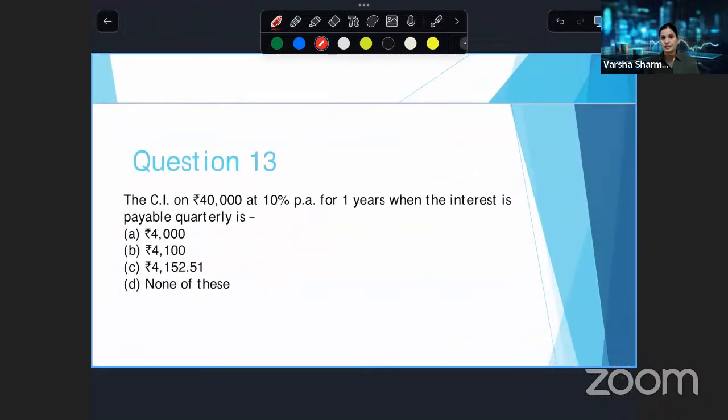13. The compound interest on rupees 40,000 at 10% per annum for 1 year when the interest is payable quarterly. Quarterly means once a year we'll have 4 installments. Quarterly means quarter, that means 4. So 1 year, that means number of installment is 4, 10%. So 10 divided by 4, 2.5. 2.5% will be the rate that we are considering. So what will be the compounding value? 1 plus 2.5 upon 100? 1.025.